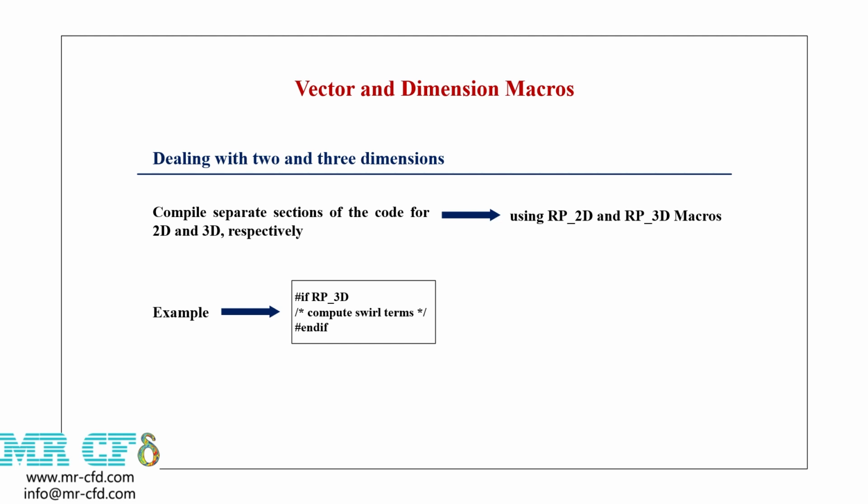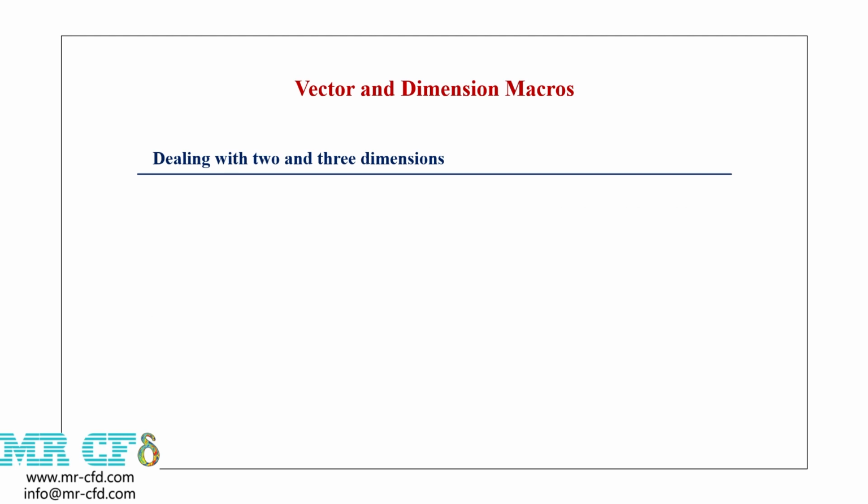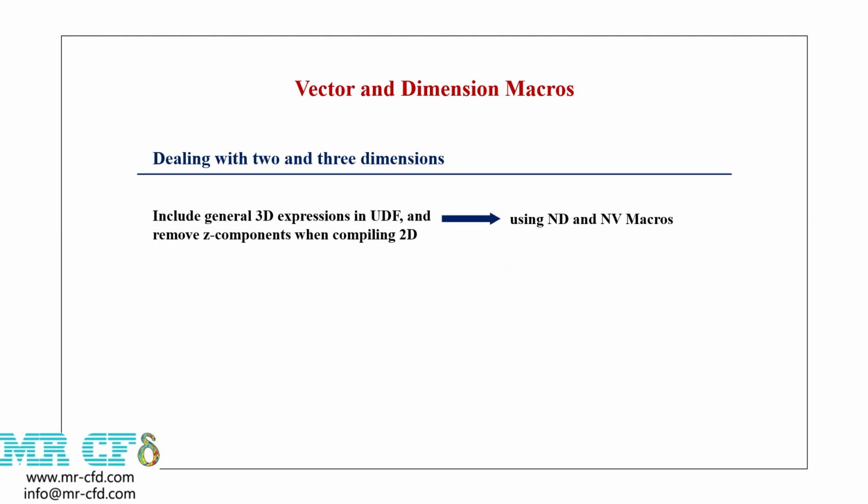For example, when you use this RP_3D command, it means that rotational terms are only calculated if they are 3-dimensional calculations. In the second method, we need to consider expressions in a general 3-dimensional state in the UDF program and write them. Then, using the ND and NV macros, we can remove the third component of the vector during the compilation of 2-dimensional models. Therefore, using ND and NV macros in the UDF program allows you to include general 3-dimensional expressions in your code and remove the z component of the vector during 2-dimensional compilation.